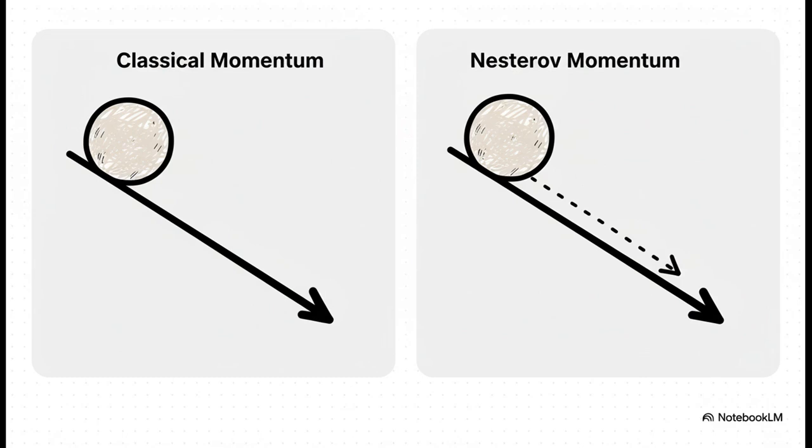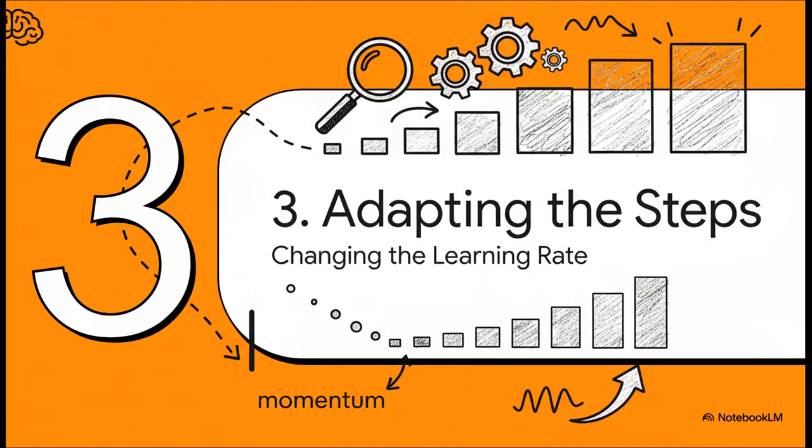Okay, but then there's this really clever little upgrade called Nesterov momentum. You see, classical momentum calculates the slope right where you are now. Nesterov is smarter. It first takes a little look-ahead jump in the direction it's already going, and then it calculates the slope from that future point. It's literally like looking before you leap. It gives it a chance to make a smarter correction before it fully commits to the step. But look, momentum isn't the only way to solve this problem. There's a totally different approach.